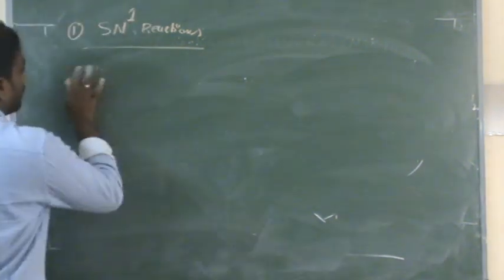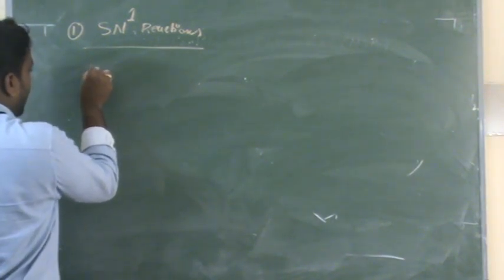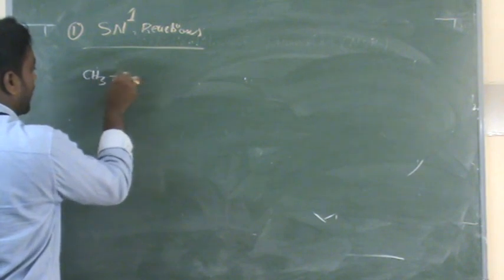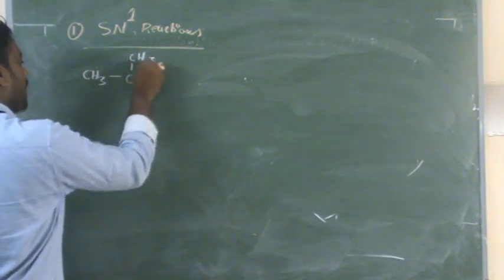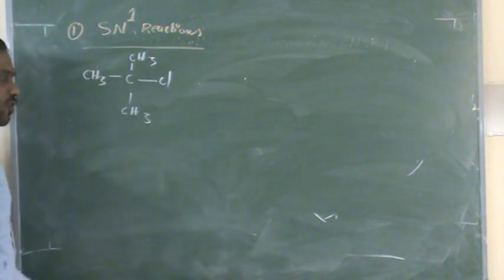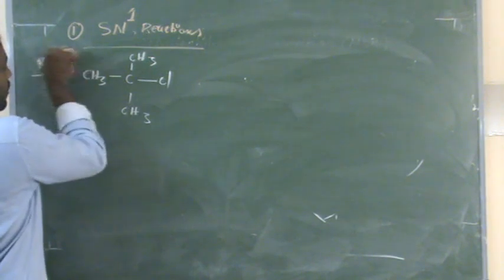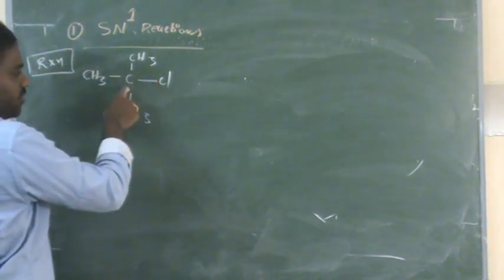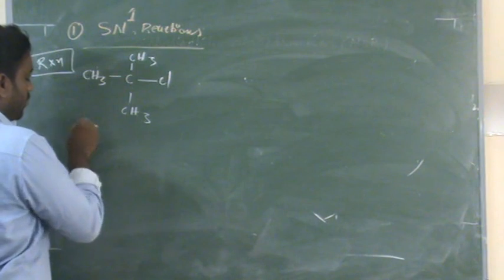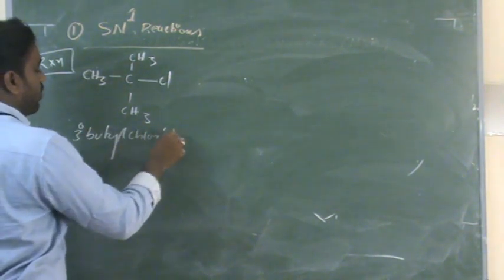See, that is tertiary alkyl halide. What is the meaning of tertiary alkyl halide? CH3, CH3 and CH3 with the halide, chloride; you can also take bromide. If I take the first reaction, this is a tertiary alkyl halide. This is called tertiary butyl chloride.